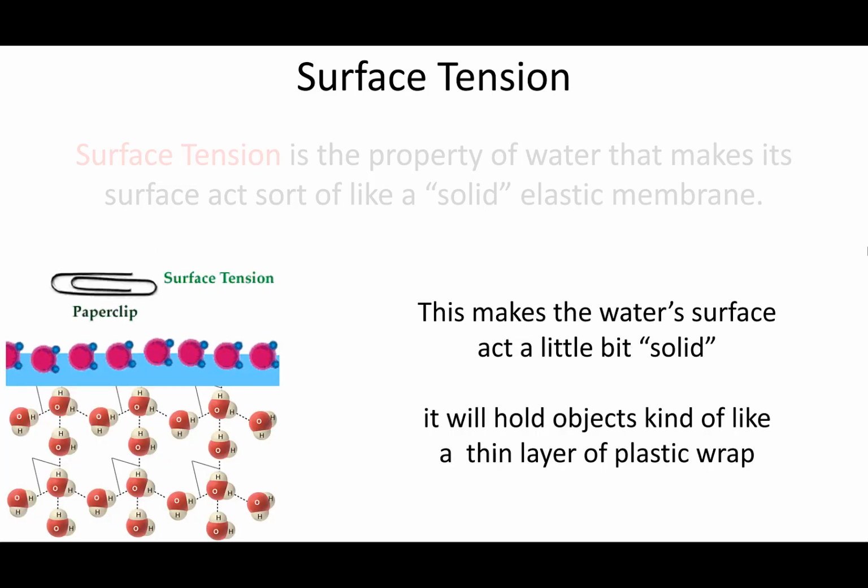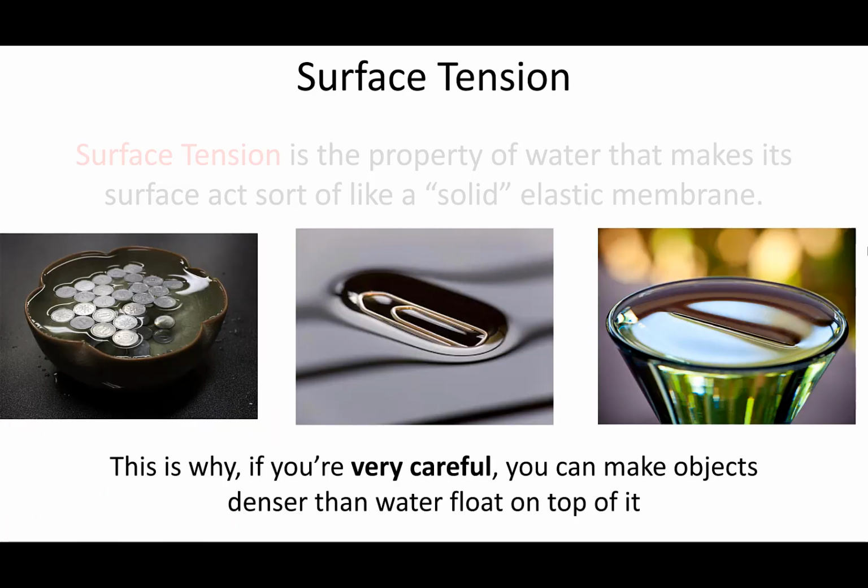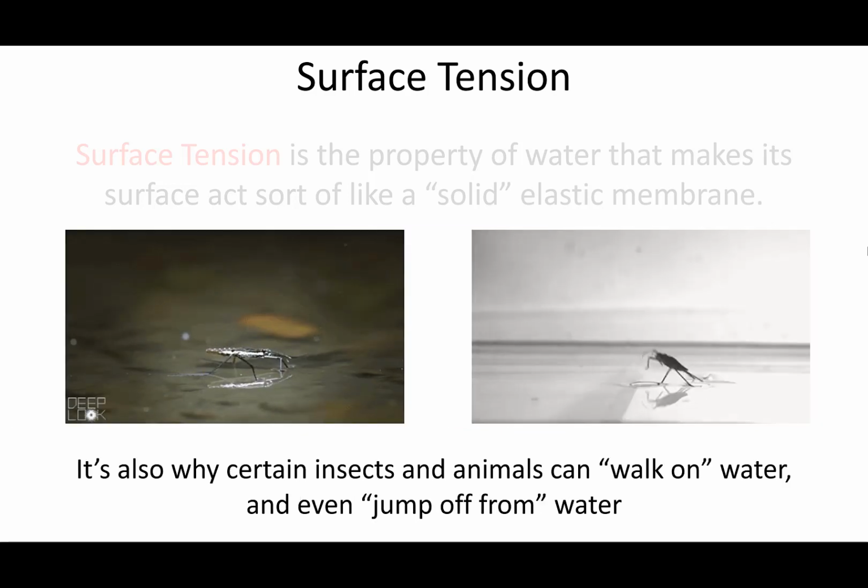This makes the water's surface act a little solid, so it'll hold some objects as long as you don't puncture through and break that tension. Kind of like plastic wrap. You can put something on plastic wrap and it'll stay until you get a little rip in it, in which case it lets itself through. This is why if you're really careful, you can make objects that are denser than water, like coins, paper clips, or needles, float on top of it, because of the surface tension of the water. It's also why certain insects and animals can walk on water and even jump off of it.